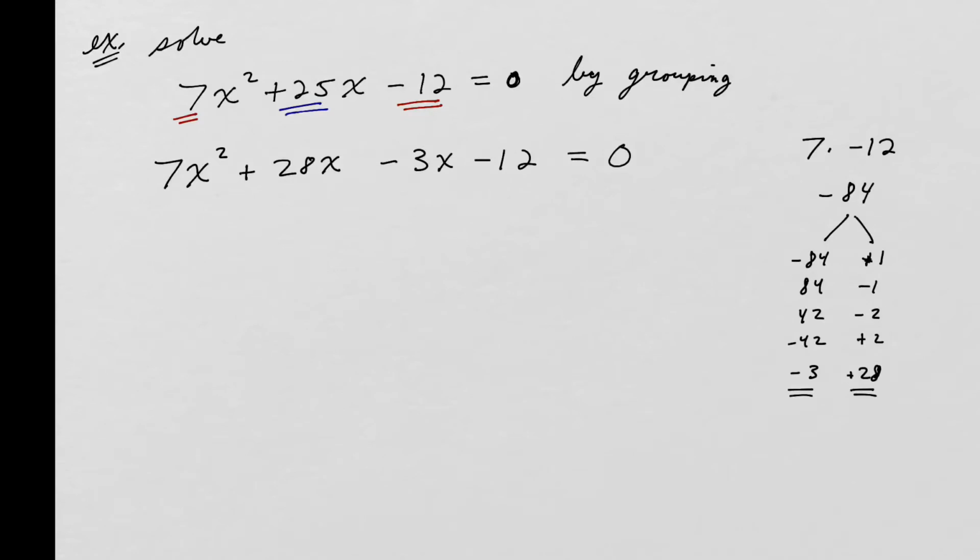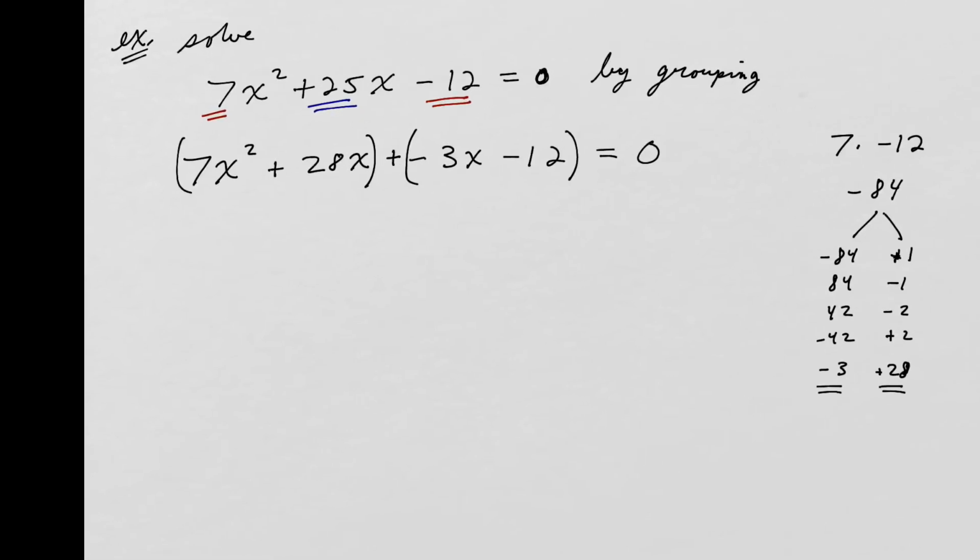So I would group the first two terms. You can think of this as plus a minus 3x, right? And I'm going to group the last two terms. And then what you do is you factor the greatest thing that you can, the most that we can, from that first grouping. Well, what's common to 7x squared and 28x? It looks like 7x, right? So I can factor out a 7x, and I'm left with x plus 4.